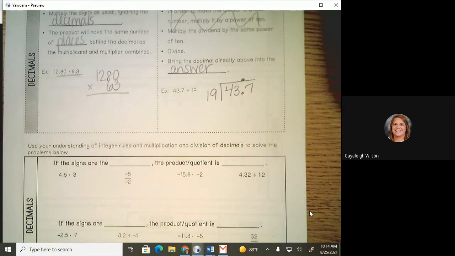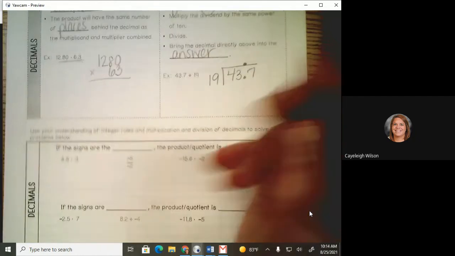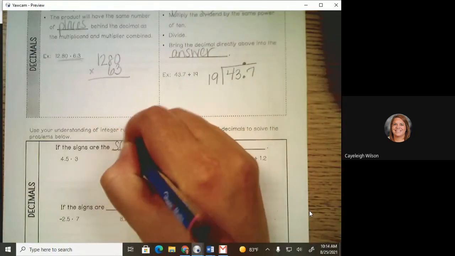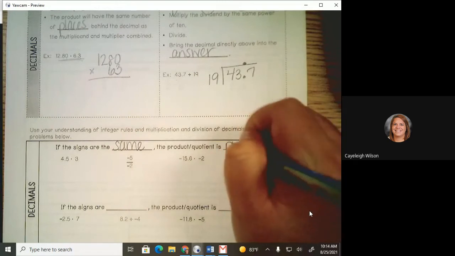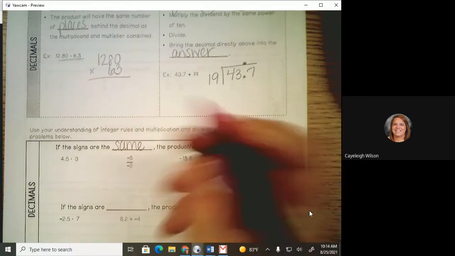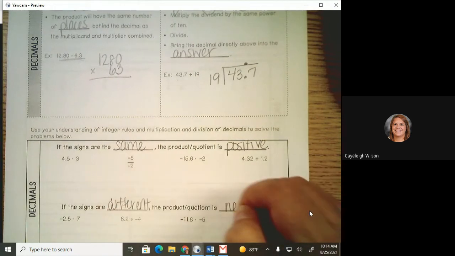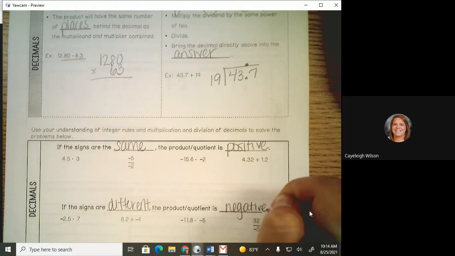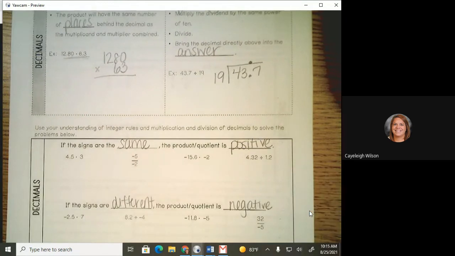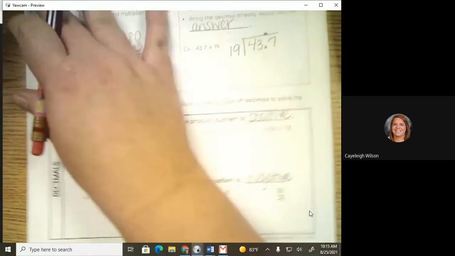All right, so we're going to actually get into some problems now. Remember, we talked about how if the signs are the same, the answer will always be positive. And if the signs are different, then the answer will always be negative. All right. So we're going to get into some problems down here at the bottom. Hopefully you'll write some of them down so you'll have them to look at.